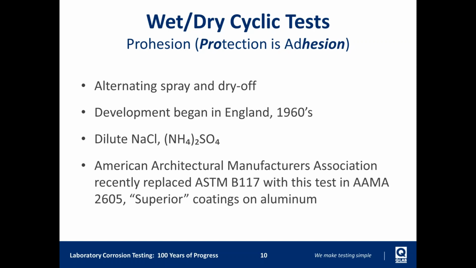It uses a very dilute solution of sodium chloride. I believe it's 0.05%. And it uses a dilute solution of ammonium sulfate as well, of 0.35%. And just recently, the American Architectural Manufacturers Association, AAMA, replaced B117 with this test for testing superior coatings on aluminum. So even today, it's just recently been adopted as kind of the main test method.